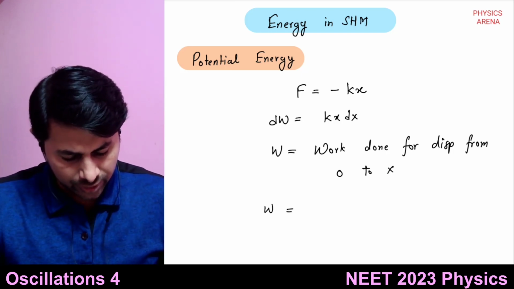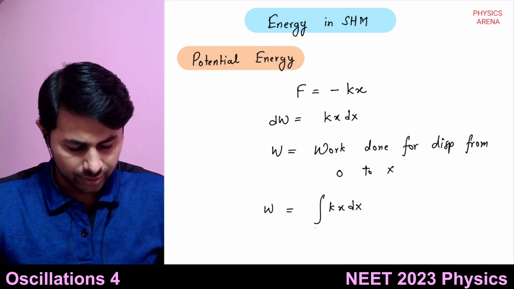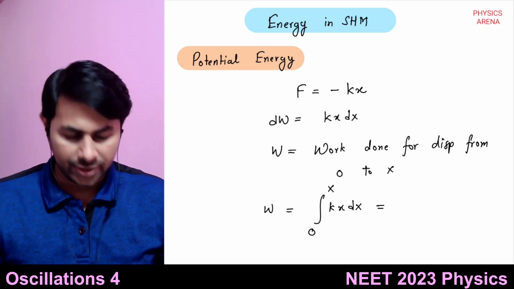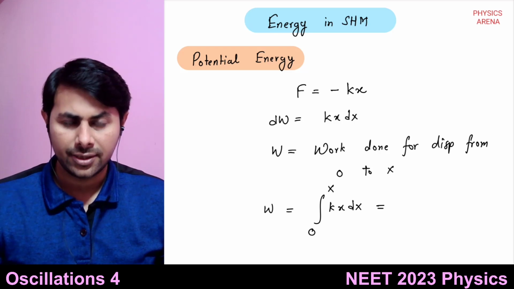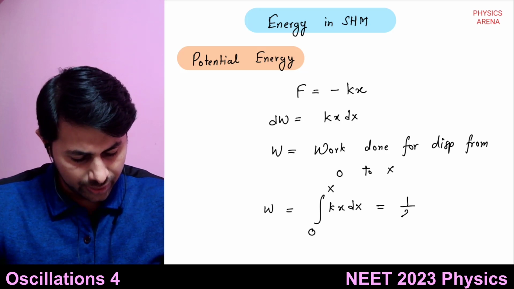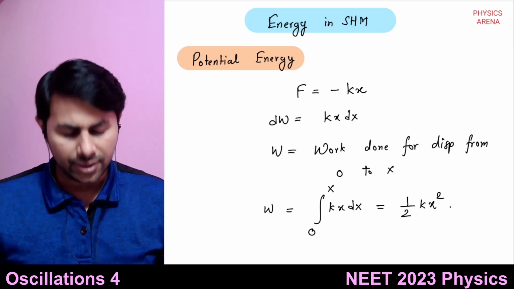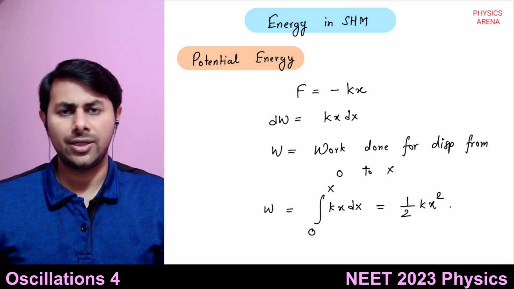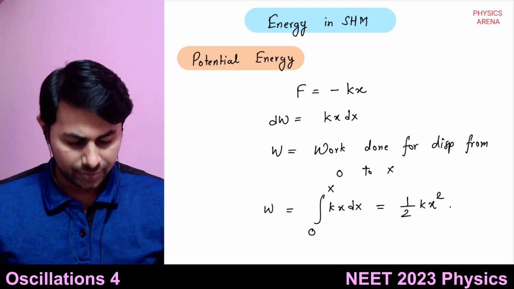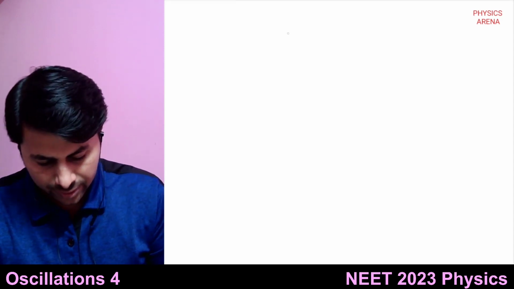So what do we get? This work done is equal to the integral of kx dx from 0 to x, and we can take k outside, so it is just the integral of x dx, which is x square upon 2. So it is half of k multiplied by x square. This is the work done, and this is also the potential energy stored in the spring block system, or a system which is performing SHM, right? So we get the formula for potential energy.